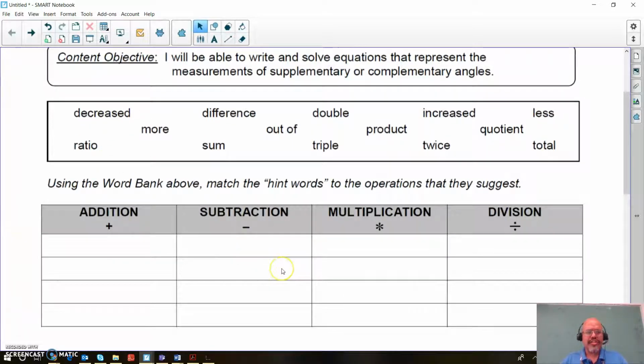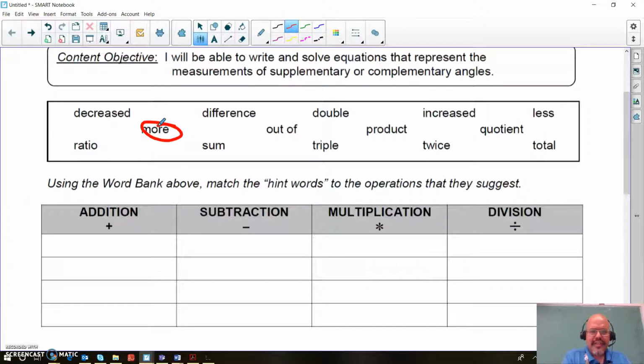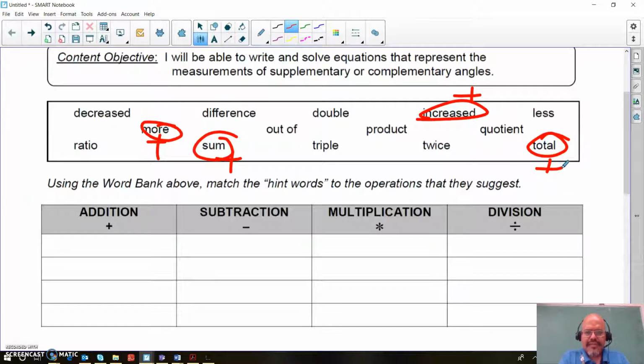Anything with addition. So I'm just going to go ahead and circle the words here for addition. So let's see, more. Let's see, sum, that's addition. So these are plus words, plus, plus. Increased. Let's see, total, that's adding. Let me see, product, double, let's see, out of, difference. Okay, so right here, we just leave that alone.